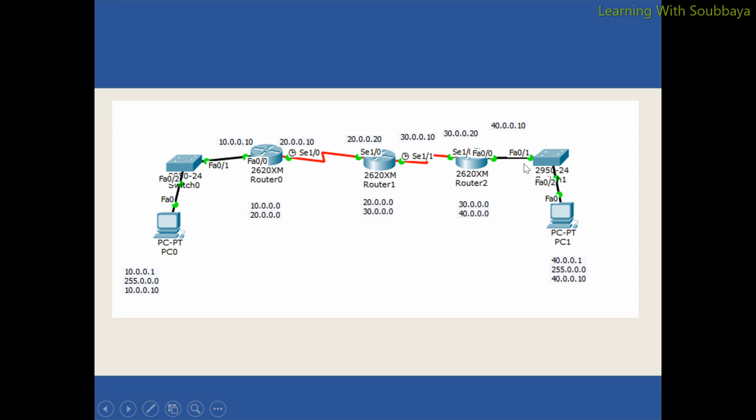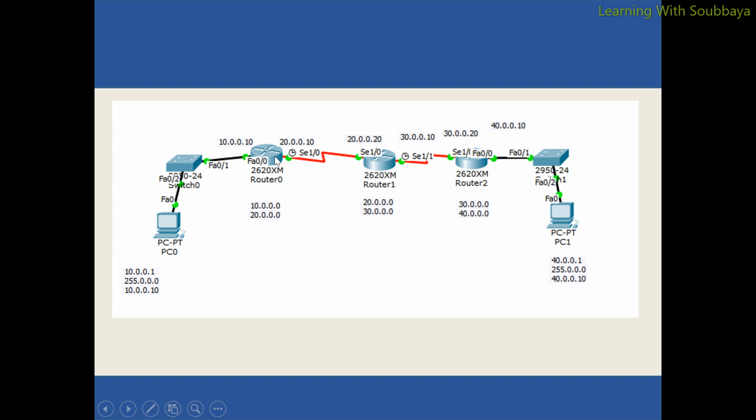After configuring the IP address, the R1 router takes this IP address, converts it into a network address and stores it in the routing table. So the R1 router will have the 10 network and 20 network. The R2 router has 20 and 30. The R3 router has 30 and 40. Clear?